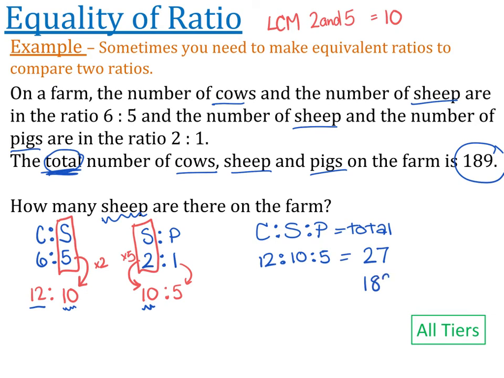So we need to find out what do we multiply by to get there. 189 divided by 27 is 7. So we have to multiply by 7 to get there. All right, they don't want us to work out absolutely everything. This question is really just wanting to know how many sheep are there. So we just need to find out what is 10 times by 7. So the final answer is 70.